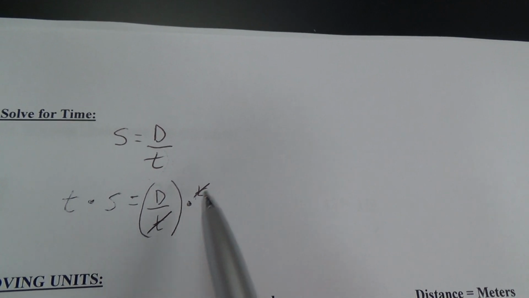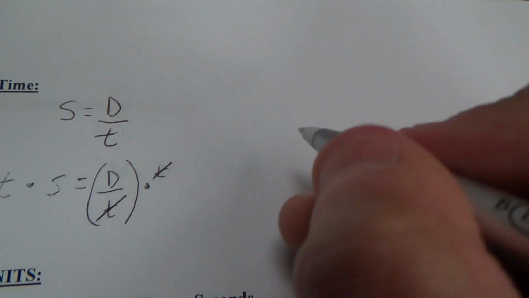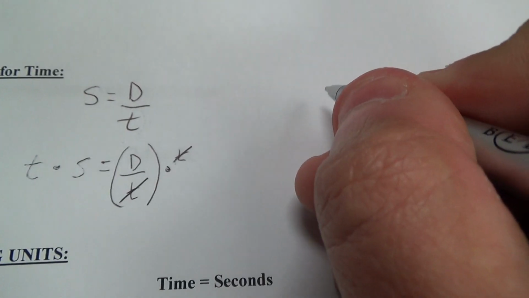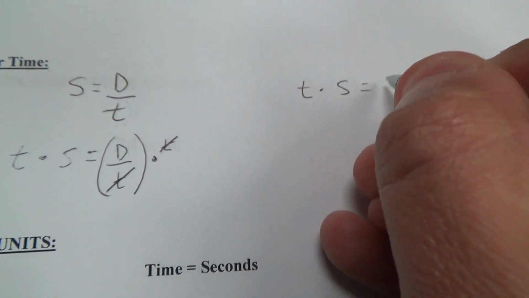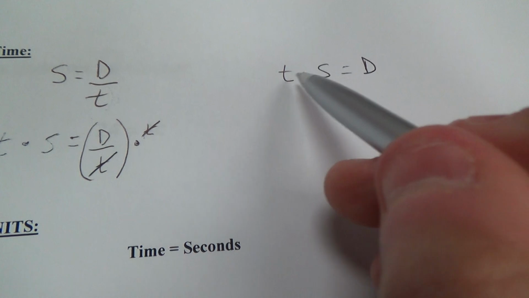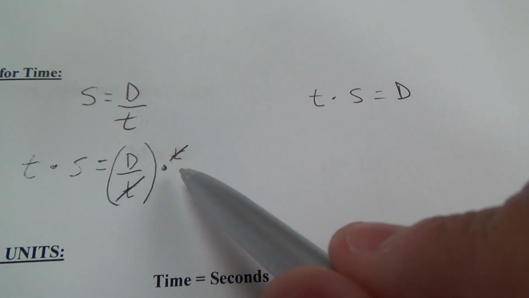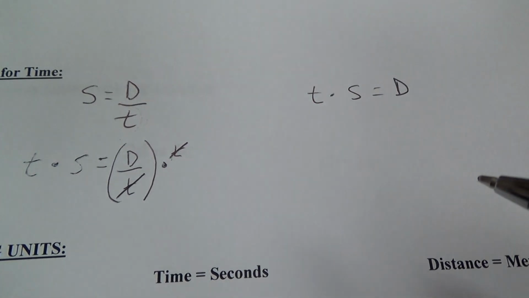Now hold on a minute. We're going to cancel this out. Now I'm left with t times s equals d. Again, s times t, t times s, same thing. So I'm going to come up here, okay?